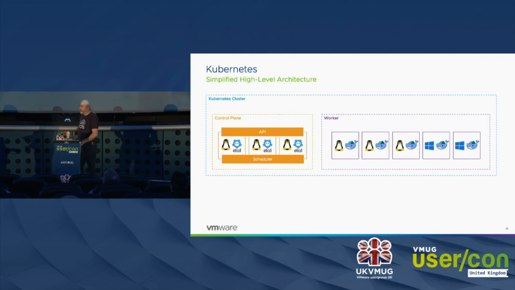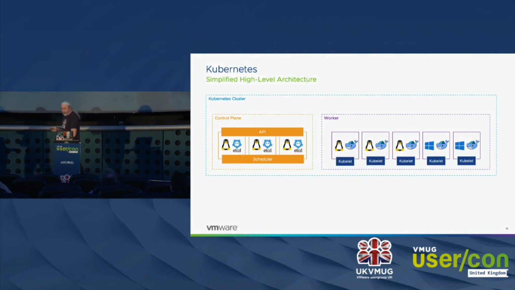What you have then in the workers is another bunch of VMs. They're typically Linux as well, but you could have Windows here. These all have an agent, a Kubernetes agent, that we call the kubelet. And the kubelet is watching the API server to see whether there are any requests for this node to do something. Okay?